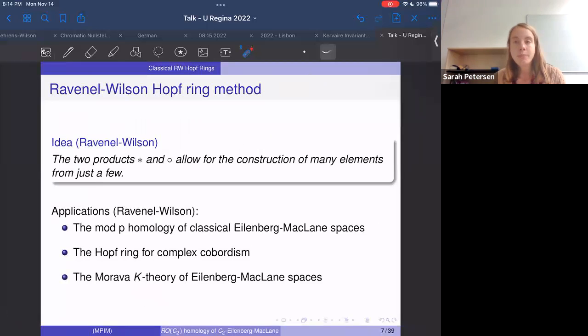So an idea pursued by Ravenel and Wilson was that one could create many elements in homology from just a few, starting with somewhat known homology and then taking all the star and circle products to construct additional elements. They successfully applied this idea to compute the mod p homology of classical Eilenberg-MacLane spaces, the Hopf ring for complex cobordism, and the Morava K-theory of Eilenberg-MacLane spaces. So as motivation for the equivariant computation, we'll first focus on the classical mod p homology computation.